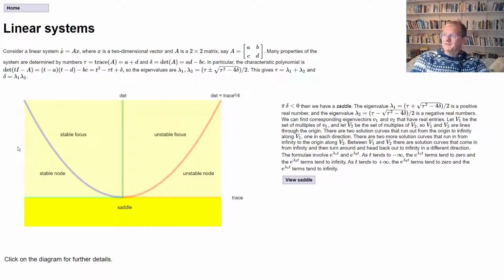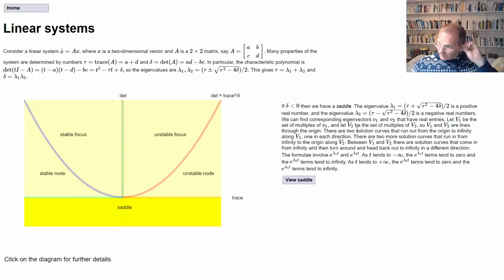Delta is negative, and then tor squared minus 4 delta is going to be positive. So the square root is a real number, and we've just got two real roots, lambda 1 and lambda 2. But the product of those two roots, lambda 1 times lambda 2, is going to be delta, which is negative, which means one of them has got to be positive, the other one has got to be negative. So your lambda 1 here with the plus sign is going to be a positive real number, and lambda 2 is going to be a negative real number.